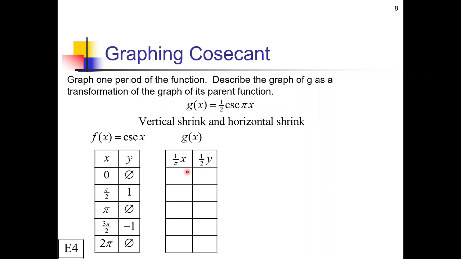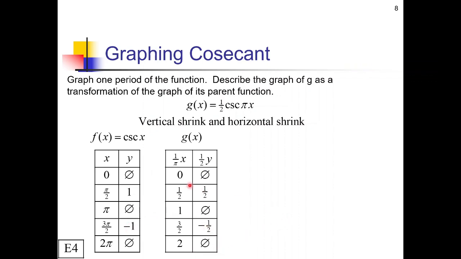So multiplying all that out, 0 becomes 0. Pi over 2, the pi's are going to cancel, so that's just 1 over 2. Pi over pi is 1. 3 pi over 2 times 1 over pi gives us just 3/2. And then 2 pi is going to become just 2. For the y values, we've got undefined, 1/2, undefined, -1/2, and undefined.